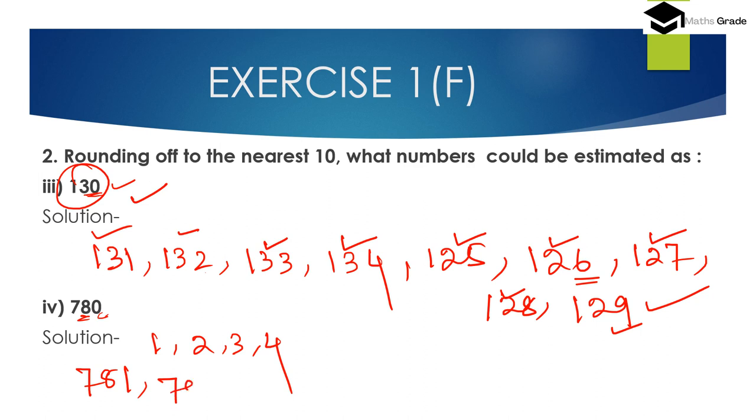Now 782, because 2 is less than 5, 782 rounded to the nearest 10 will be 780. Now 783, 784. And this 4 is less than 5. So 784 rounded to the nearest 10 will be 780.